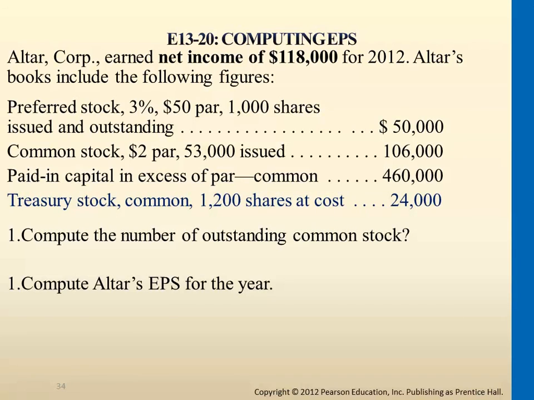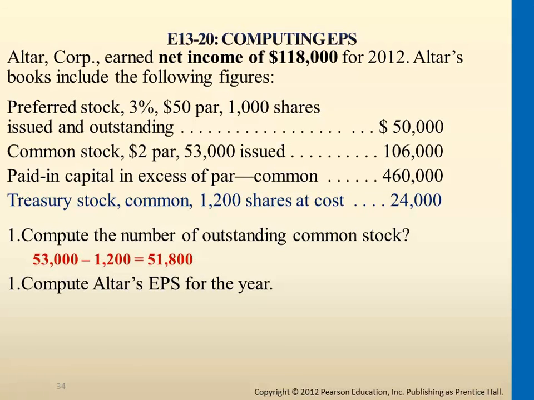We're asking not for the total value of it, just the number, how many shares, or just the unit of it. So we have 53,000 issued. But remember, we have Treasury stock here too. Treasury stock is a deduction from what's actually issued out. So the outstanding stock will be 53,000 issued minus the 1,200 shares.